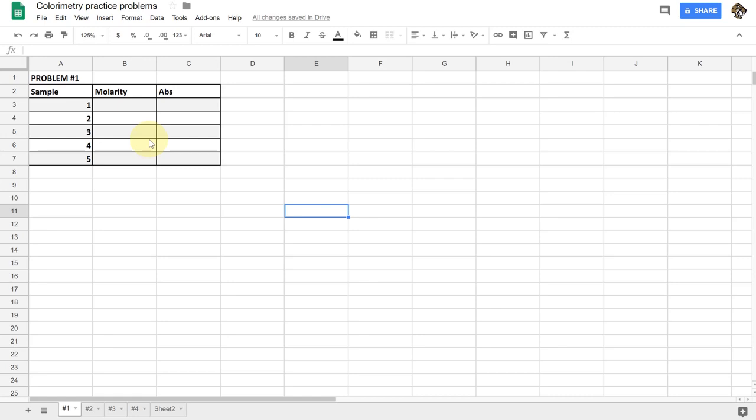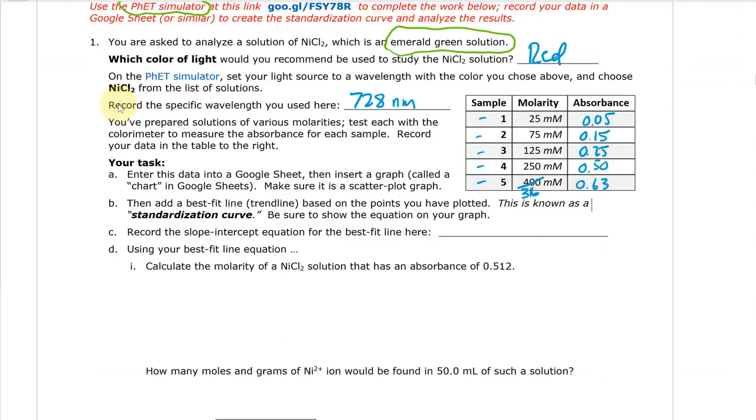Okay, so hopefully you set up your table to look something like this, and we're going to go ahead and put our data from our written down data into this table. You could, of course, make this table from the very beginning and record your data in here immediately. We just did it on paper to start with.